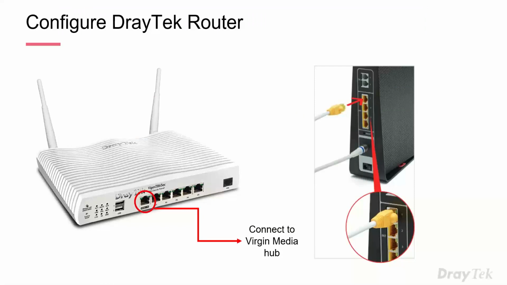You would connect the Ethernet WAN port, I've got an example of a 2865 here, to the LAN 1 port on the Virgin Media SuperHub. Anything else that you've already got connected there, you would disconnect and connect to the DrayTek unit. And after you've configured the Virgin Media device into modem mode, it changes its IP.